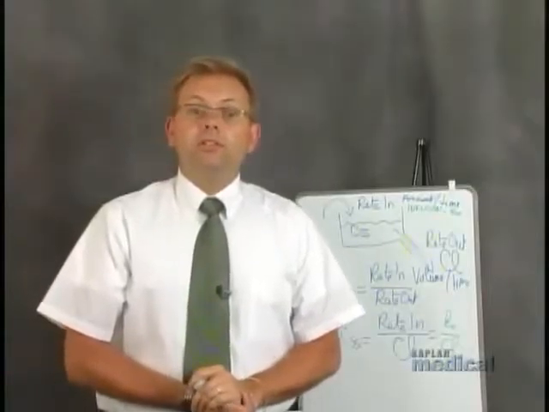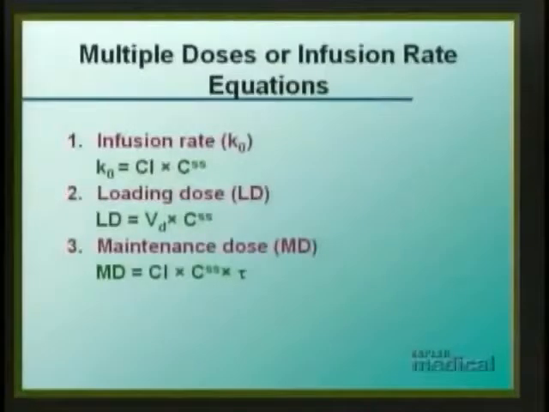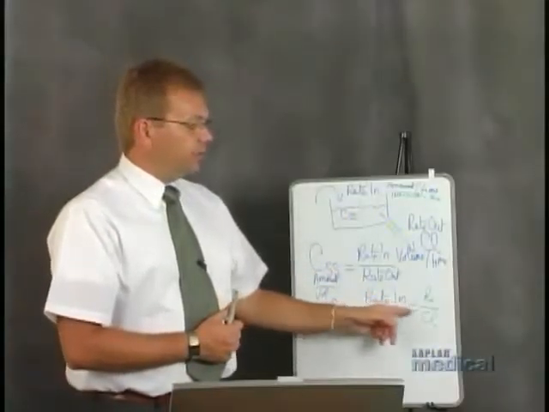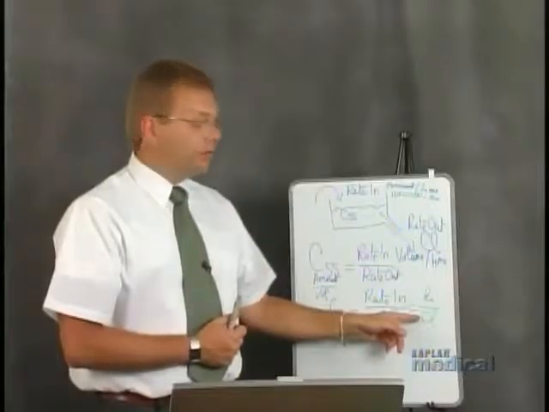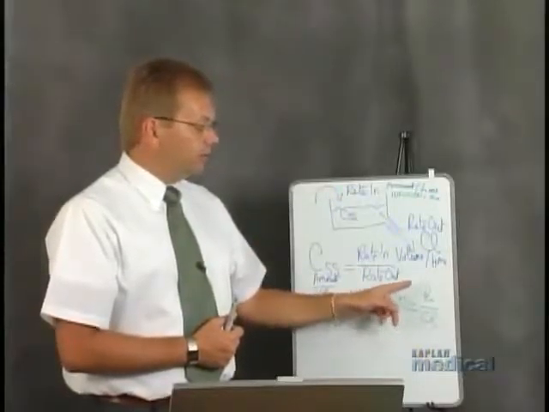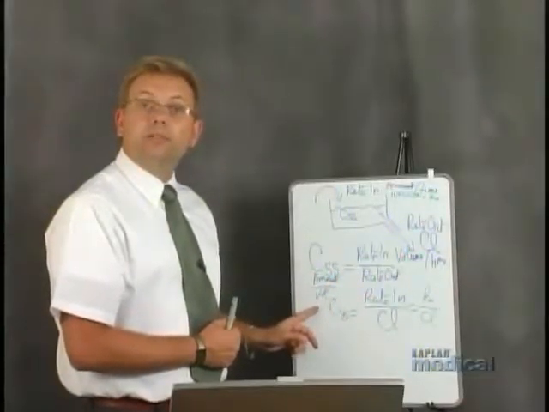So now let's look at the computer screen and let's look at the very first equation. The very first equation dealing with infusion rate K0 tells you that if you wanted to calculate the infusion rate to achieve steady state, it would be equal to clearance of that drug times steady state concentration. Let's go back to the whiteboard. If CSS equals K0 divided by clearance, there is no doubt that K0 equals CSS times clearance.